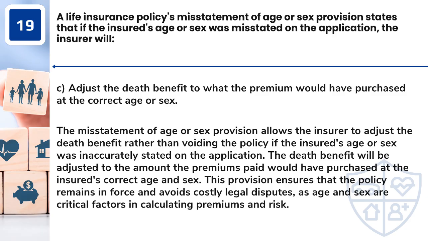Answer, C. Adjust the death benefit to what the premium would have purchased at the correct age or sex. The misstatement of age or sex provision allows the insurer to adjust the death benefit rather than voiding the policy if the insured's age or sex was inaccurately stated on the application. The death benefit will be adjusted to the amount the premiums paid would have purchased at the insured's correct age and sex. This provision ensures that the policy remains in force and avoids costly legal disputes, as age and sex are critical factors in calculating premiums and risk.